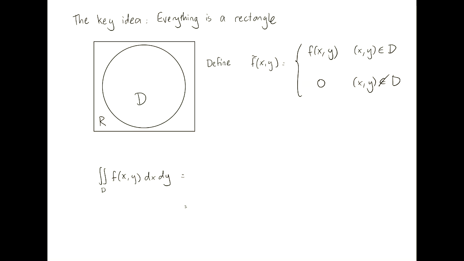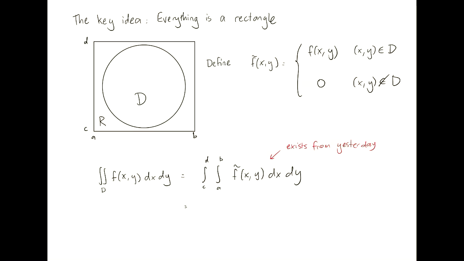Because now we can say, okay, let's say this is A to B in the x direction and C to D in the y direction. Then I know that this can be the integral from C to D, integral from A to B, of f tilde xy dx dy. And that exists from everything we did yesterday. This is a perfectly reasonable thing to do. So now we're in pretty good shape.